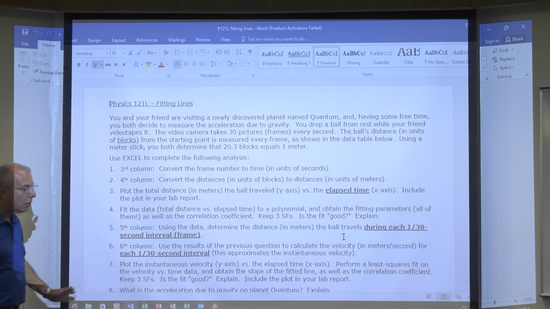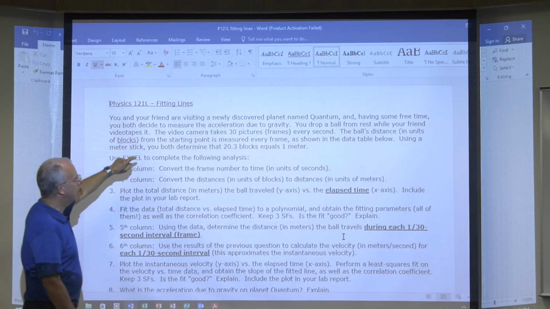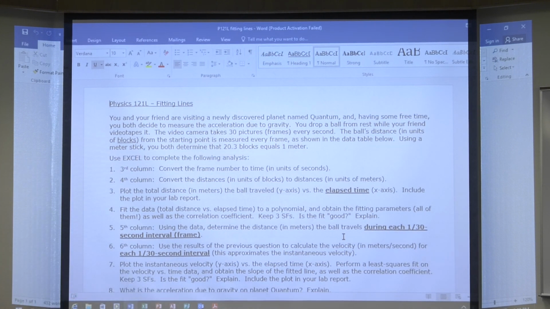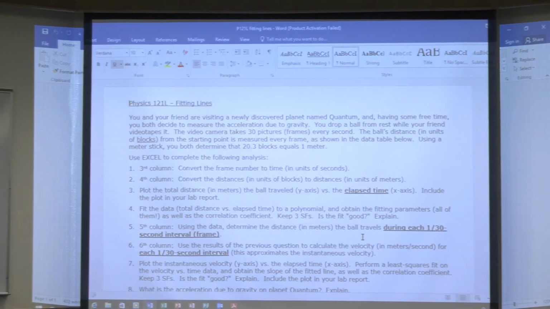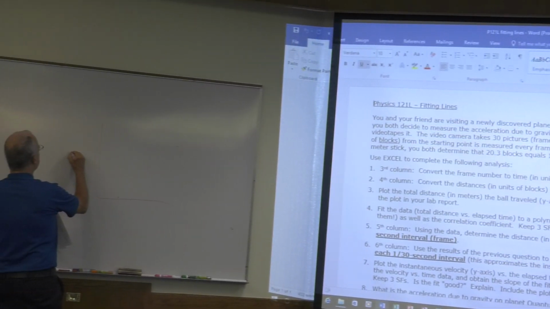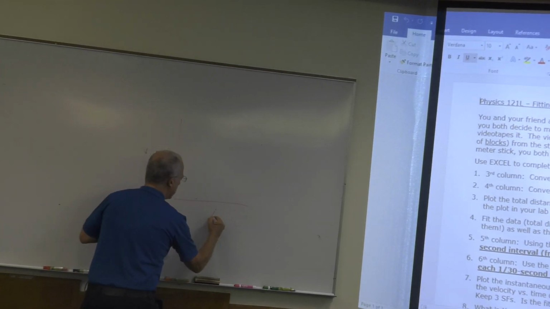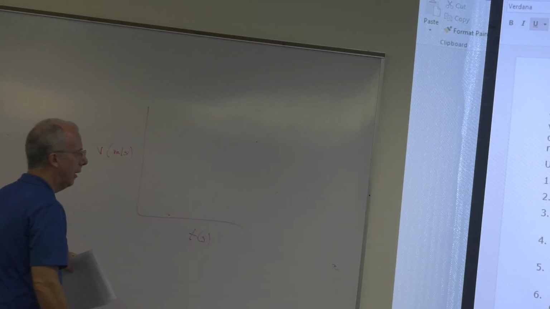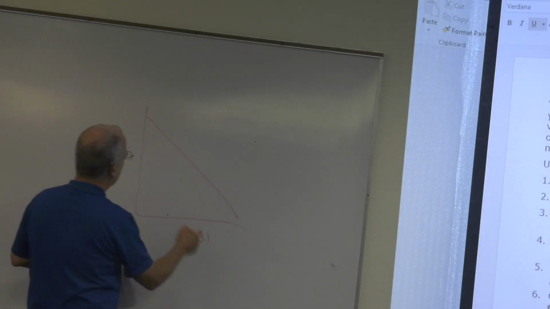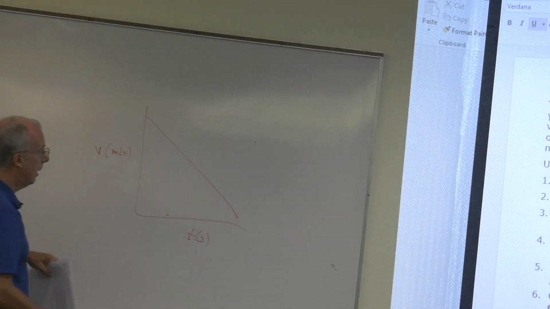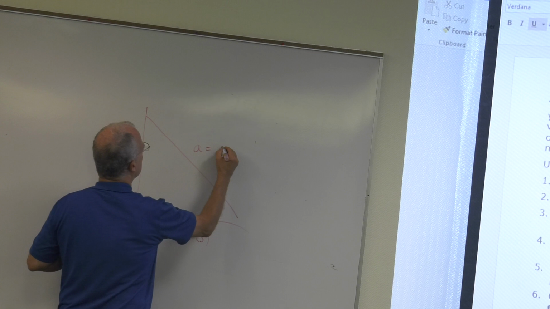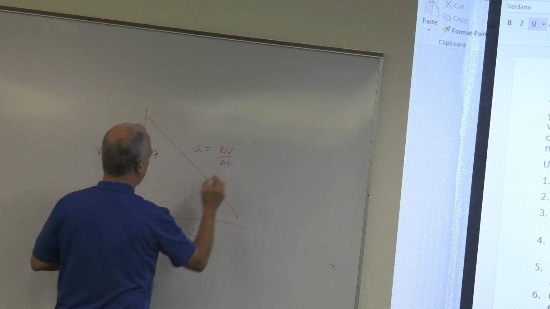But remember, what are you trying to do? You're trying to figure out the acceleration due to gravity. Well, how do you do that? You do that by plotting velocity in meters per second versus time in seconds, right? And you're going to get something like this. And the slope of that is acceleration, because acceleration is the change in velocity over the change in time.